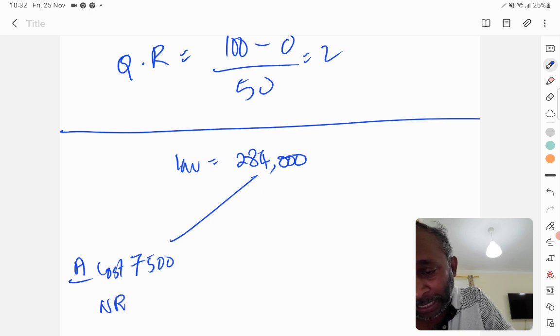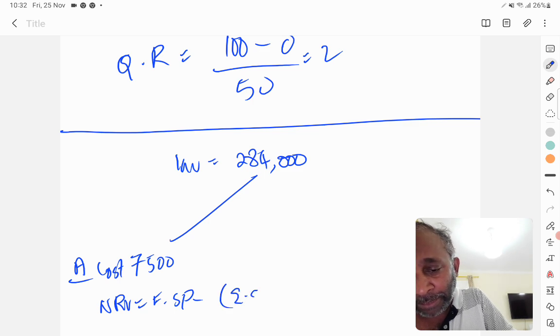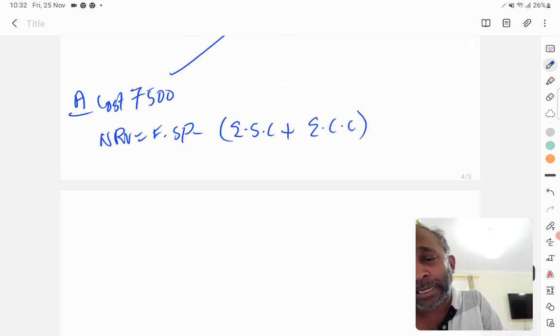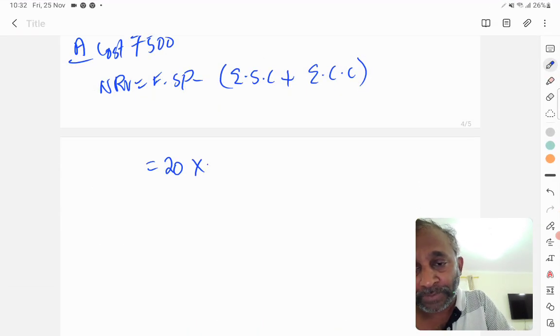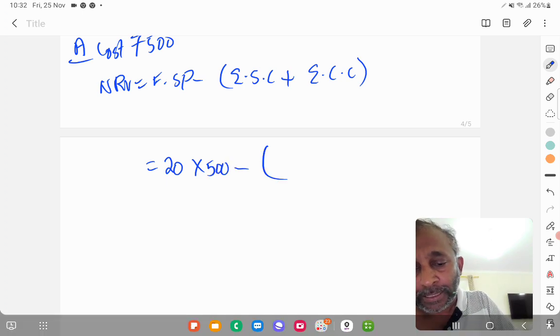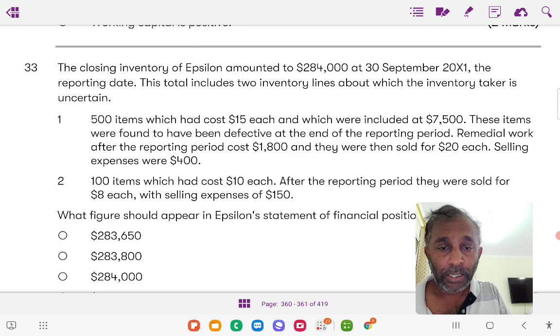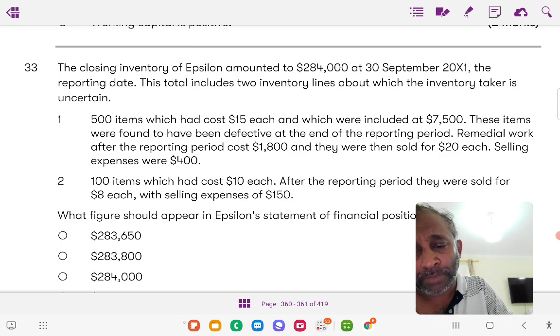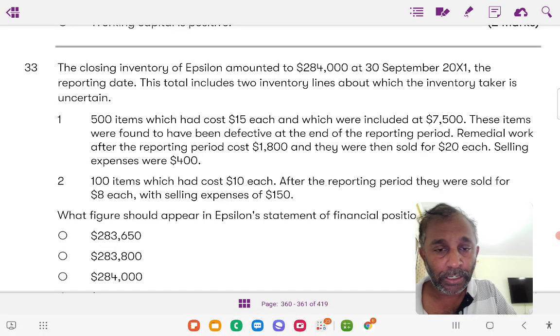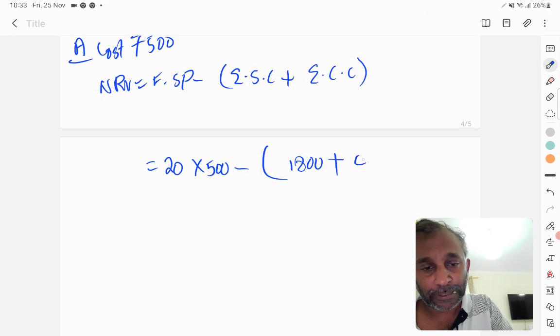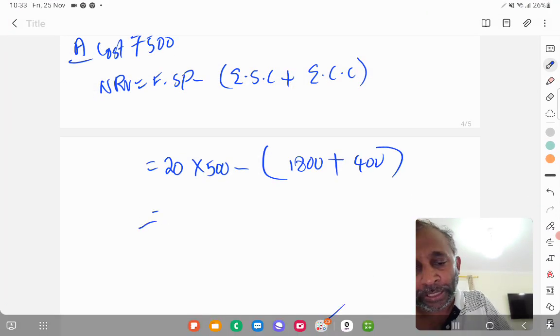Now I need to calculate NRV. What is NRV? Future selling price minus estimated selling cost plus estimated completion cost. So the future selling price, they have given you 20 into how many items? Let's work it out. 500 items, minus, and then what they say, 1,800 we need to do some remedial work, which is the completion cost, plus 400 selling expense. So 20 into 500 is how much?